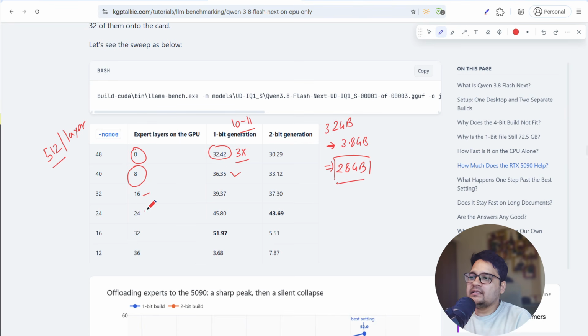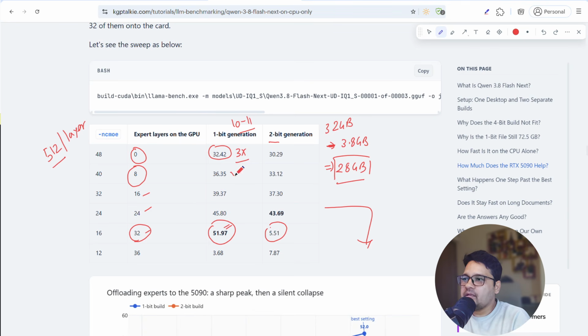Thereafter, I kept increasing layer by layer. By the time I reached 32 layers, my 1-bit generation speed got the highest, around 51.97 tokens per second. But in 2-bit generation, you are going to see on 32 expert layers, it is actually like 5.5 tokens per second. So it actually reduced drastically.